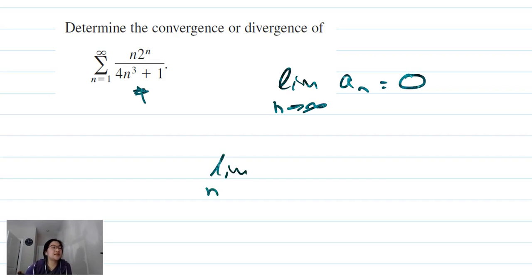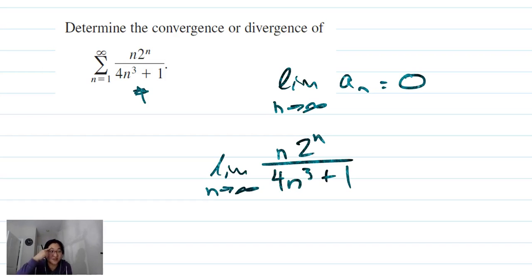Limit as n approaches infinity of n times 2 to the n over 4n cubed plus 1. And you might be thinking L'Hopital, because we have a 2 to the n in the numerator, so that 2 to the n is going to keep showing up time after time. We're just going to be multiplying by ln 2's, and we're also going to have a little bit of product rule. And so this is not going to give us 0, and therefore the series diverges.